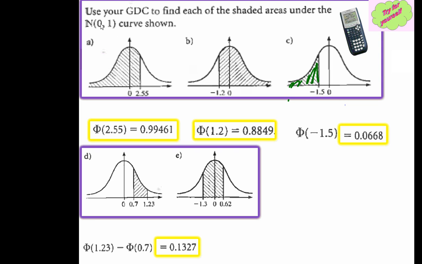And remember, mean is still 0, sigma is still 1. And here it's second vars, normal CDF. Lower bound is negative 1.3, upper bound is 0.62. Plug it in the calculator, you should get this number. It's fine if you just write your answers, you don't need to write this stuff here.